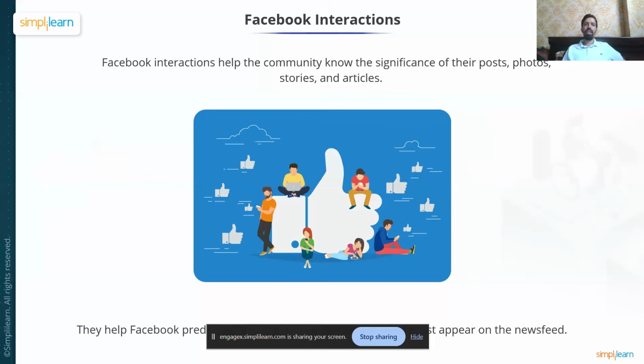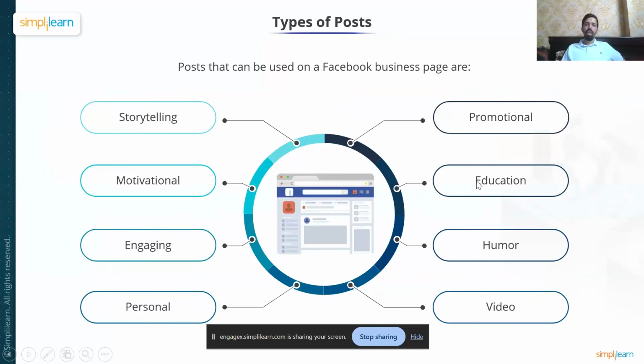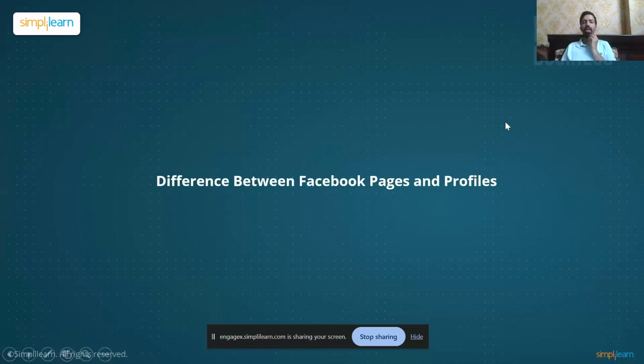So this is a complete theoretical understanding of these topics, guys. So Facebook elements: you have Facebook page, Facebook groups, Facebook posts, feeds, advertisements, Facebook Live, Marketplace, shops, everything you can have. Now what is the type of post that you can have? You can have storytelling, motivational, engaging. Personal is also very much important. You need to connect with others, you need to give a demonstration of your life as well. Video, humor, as I have mentioned, educational and promotional, all these activities.